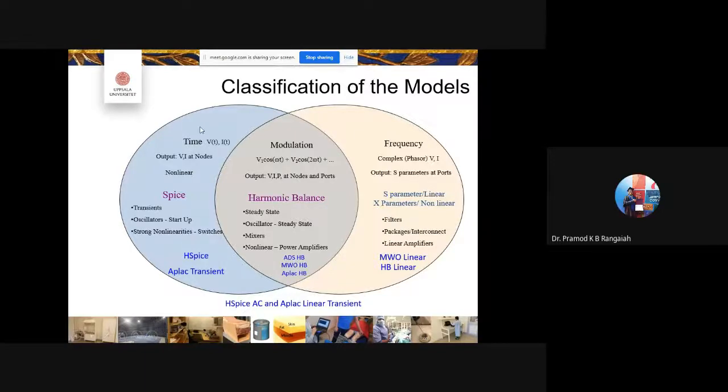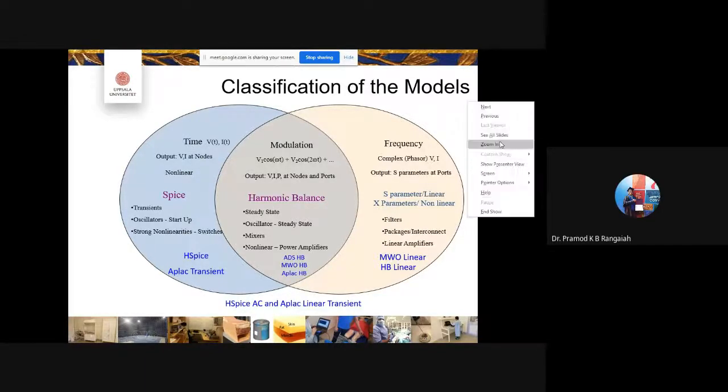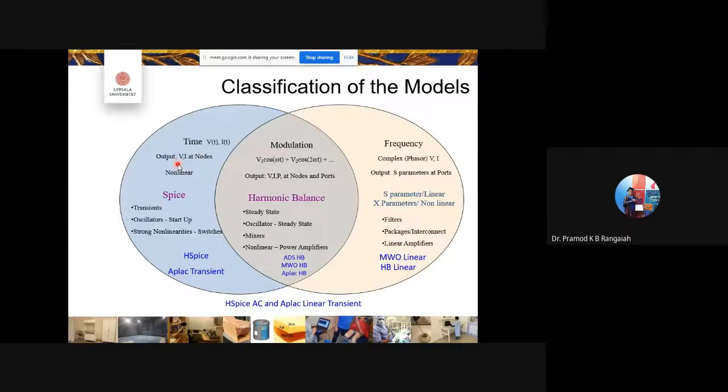When we look at the time domain, we will be looking at the instantaneous voltage and current, at the node or across the branch; in this kind of measurement, we look at it with respect to time. When you come to frequency, we will be looking at the complex phasors of voltage and current, and also S parameters, especially at the academic level. Most of the time people look for S parameters, but we have to be more careful: S parameters deal only with linear circuits. For non-linear, we have to consider X parameters. This is the thing in our academics.